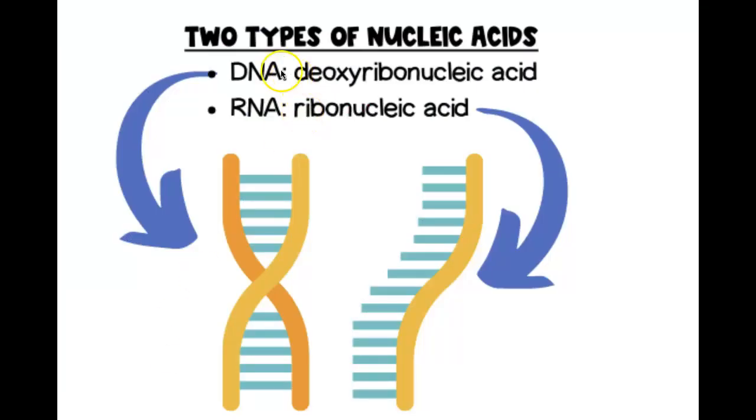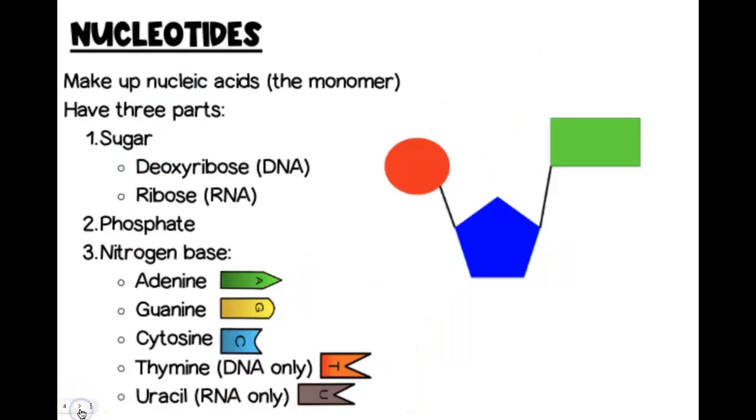So there are two types of nucleic acids. We have DNA, which is deoxyribonucleic acid, and we have RNA, which is ribonucleic acid. Notice the structure. One's a double helix, one's a single strand. Nucleotides are the monomer, if you remember, that make up nucleic acids.